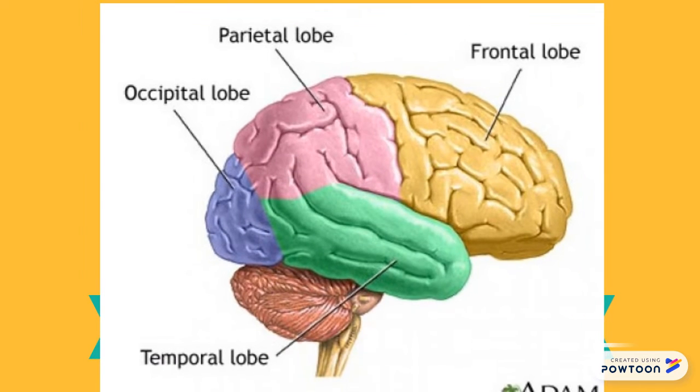The cerebral cortex also consists of 4 pairs of lobes, and each pair is involved with a different function. The 4 pairs of lobes are frontal, temporal, parietal, and occipital.